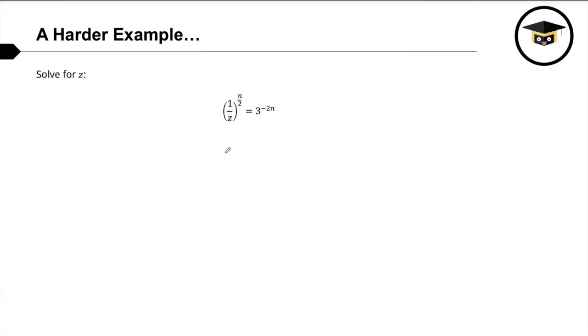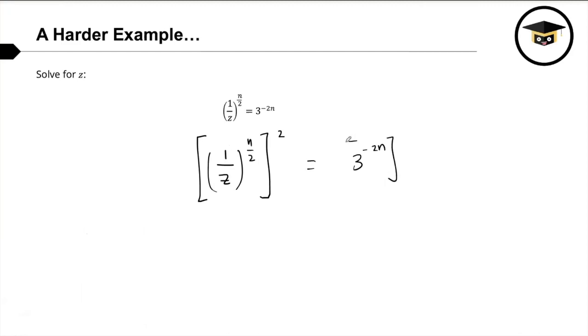So what we're going to do is we're going to say 1 over z to the power of n over 2. We're going to square that. And that means we're also going to be squaring the other side. So we're going to be squaring this. Now, when we square, remember, we're just multiplying the indices. So we have 1 over z to the power of n, because n over 2 times 2 is n, is equal to 3 to the power of negative 4n.